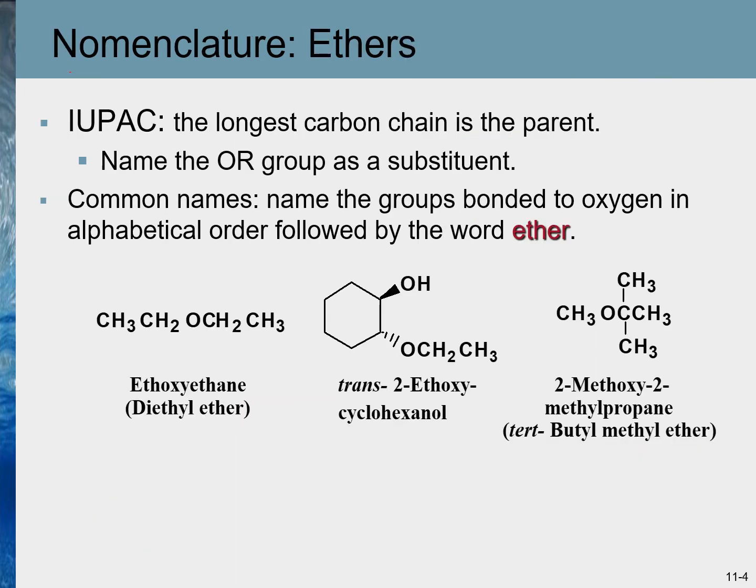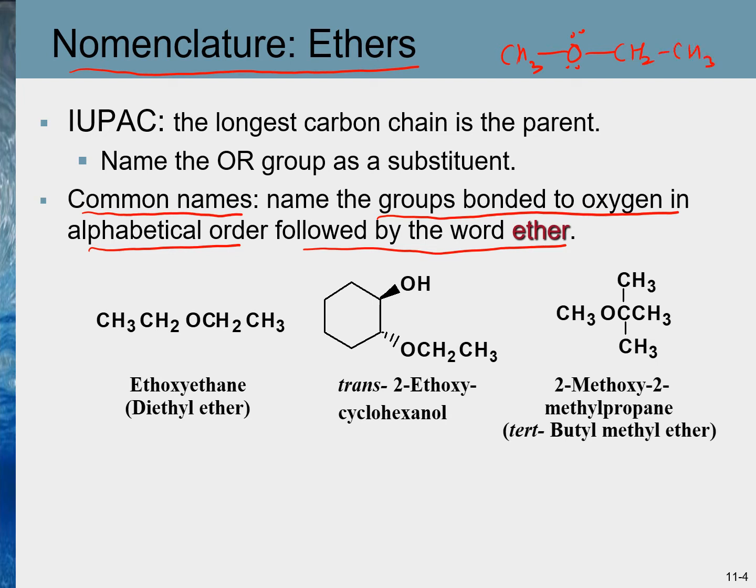Let's now learn how to write names of ethers. In many ethers, common names are frequently used. So in order to write the common names, name the groups bonded to the oxygen in alphabetical order followed by the word ether. For example, if I have an ether and on one side I have a methyl group and on the other side I have ethyl group, so I will write these two substituents in alphabetical order. So ethyl comes first, so the name of this ether will be ethyl, then comes the other substituent methyl followed by ether.